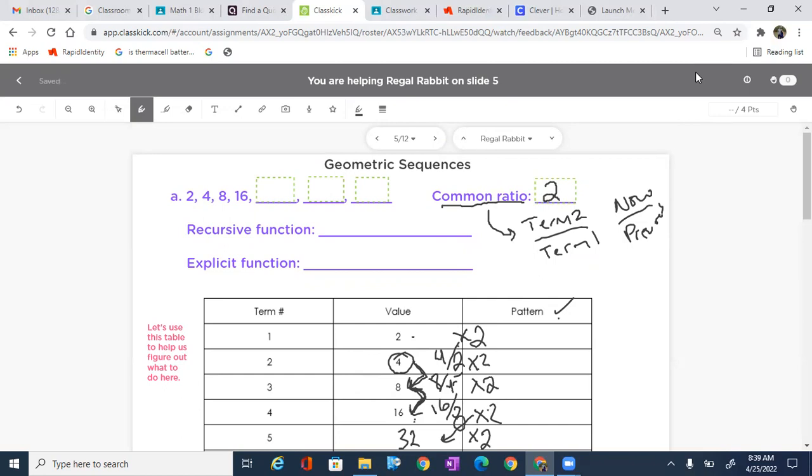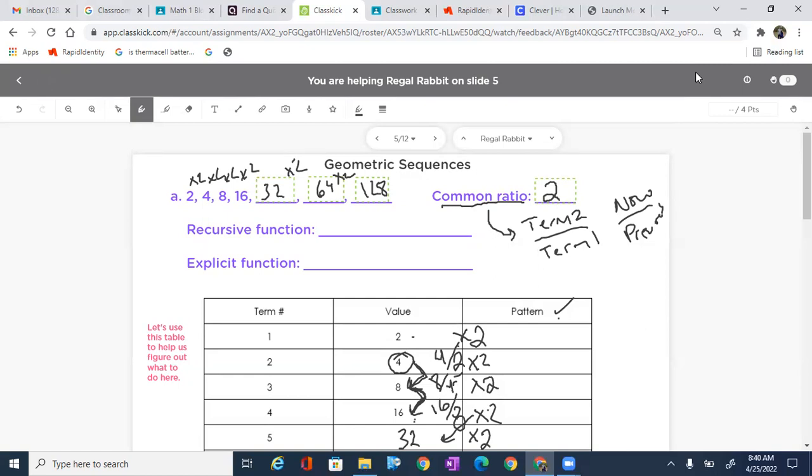Now we also have our sequence, which we finished in our table. So we could just write in times 2 all the way across. And then we can continue. 16 times 2 is 32. 32 times 2 is 64. And 64 times 2 is 128. All right, there we have it. Those are our common ratio and our terms.